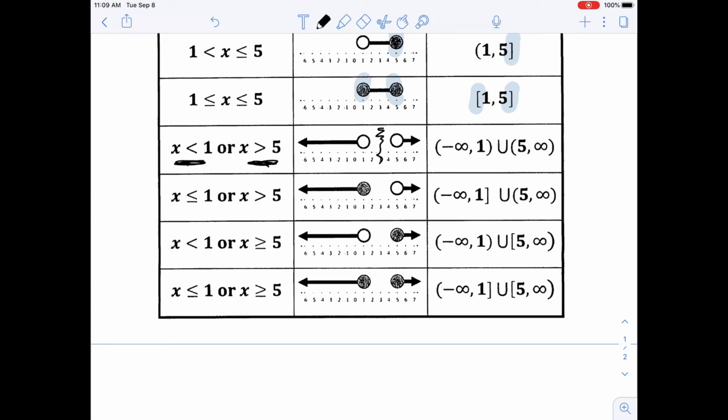So you have x is less than 1, open circle going to the left, and then x is greater than 5, open circle going to the right. So that's what these represent. Well, we have to do the same thing. We have to take this number line and convert it to interval notation.